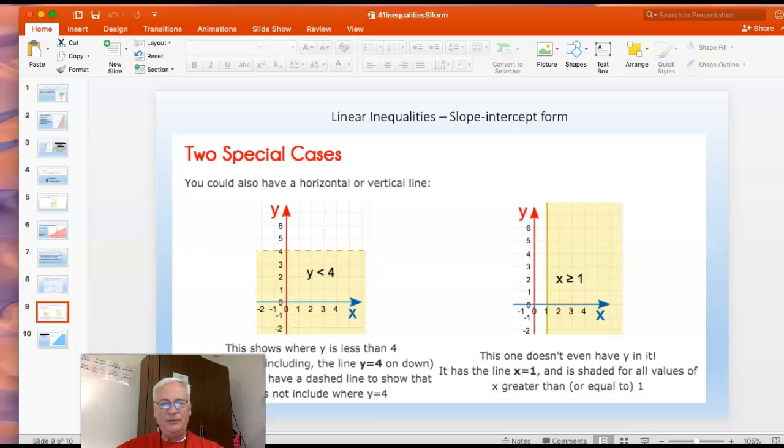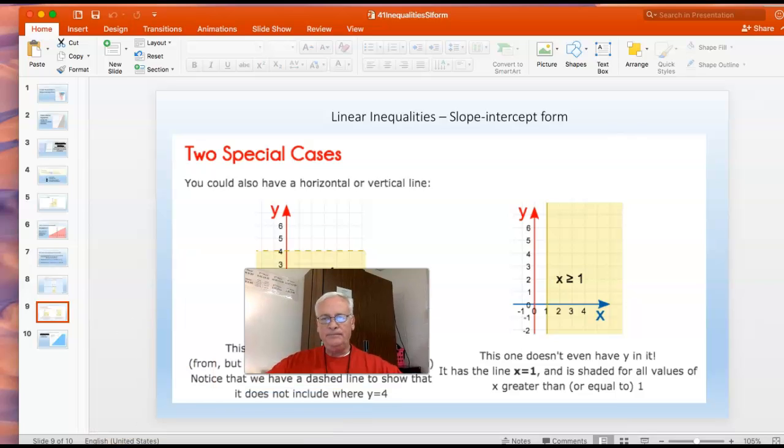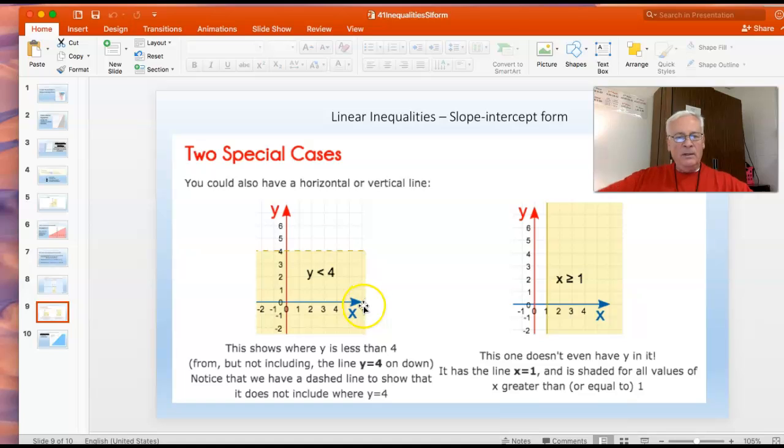Guys, there are a couple special cases I want to talk about. Look at this one here: y less than 4. Just think of it again as y equals 4, and that's this line right here. But it has to be a dotted line because it doesn't equal that line. That line is not a part of the solution. We only want the part that's less than that, where y is less than 4, not equal to. So it's a dotted line, shade below.